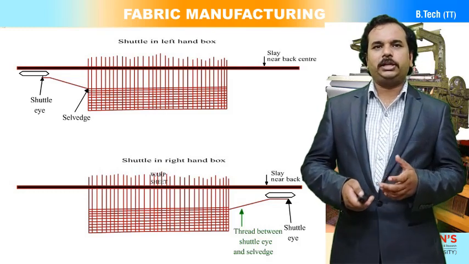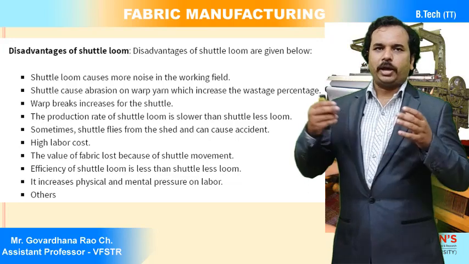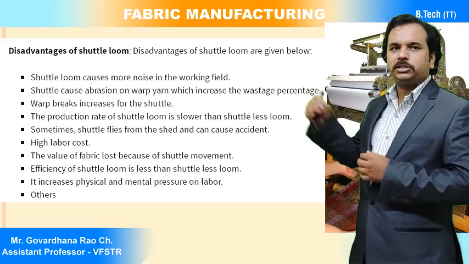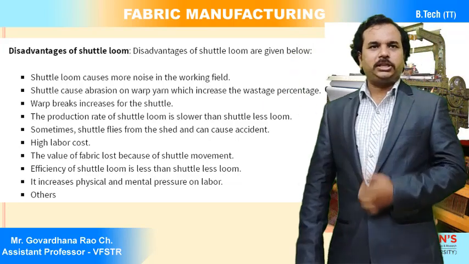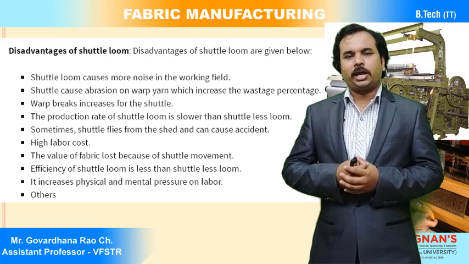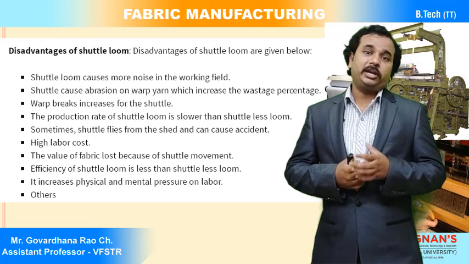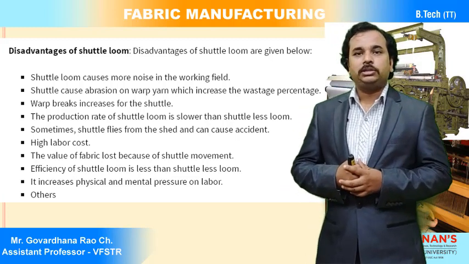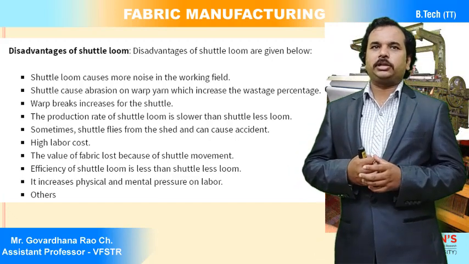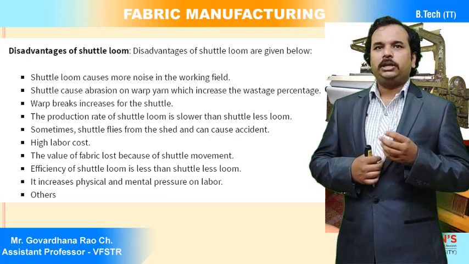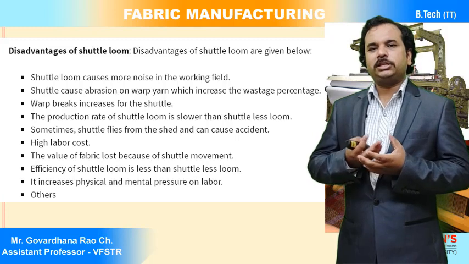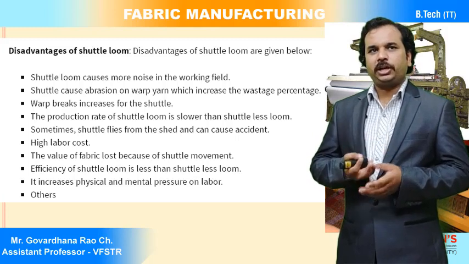So that is a major thing, and I have listed out some of the points here, whatever we have discussed. Shuttle looms cause more noise, as I told, like 110 decibels of noise we are generating in the shuttle looms. And the shuttle causes abrasion on warp yarns also, so that increases the wastage percentage. Warp breaks increase for the shuttle.